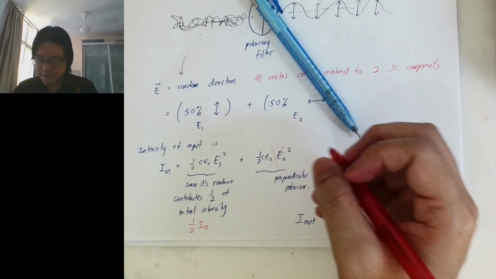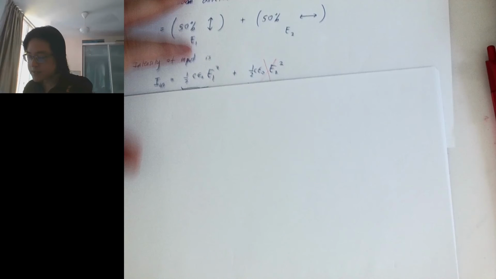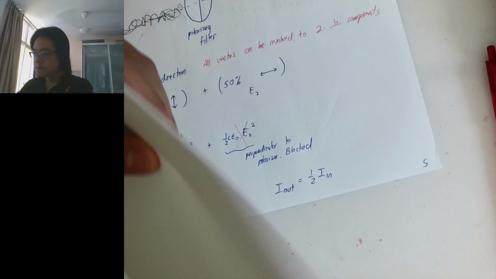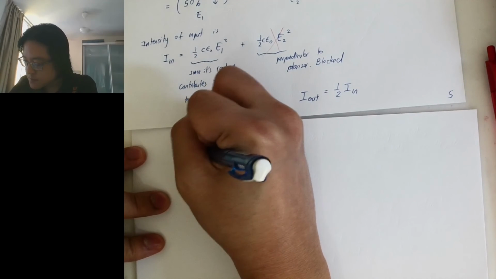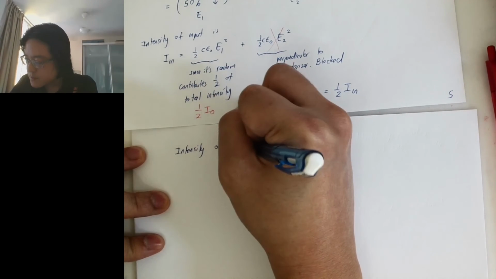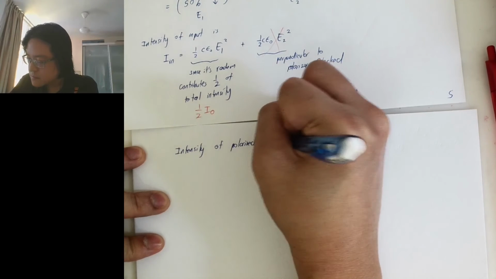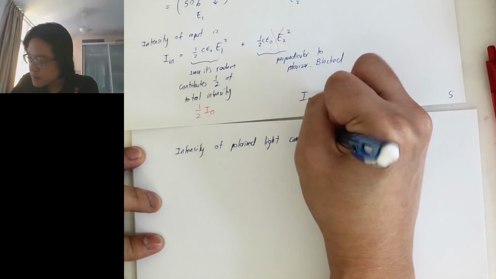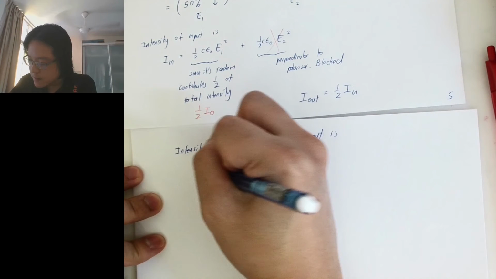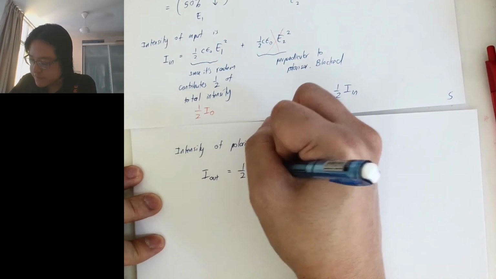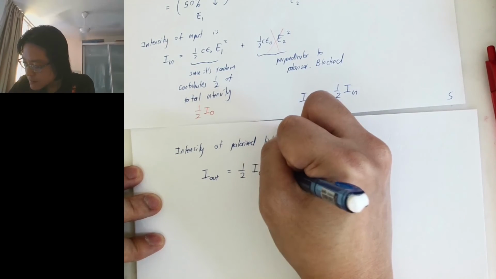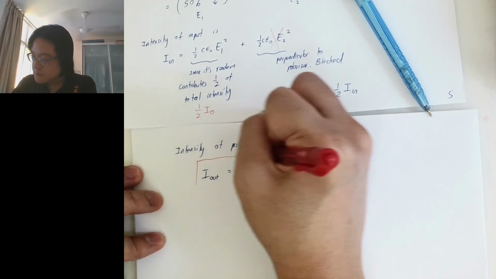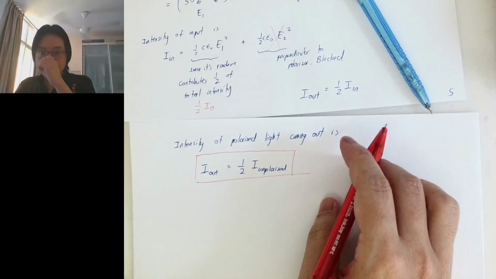Okay, so this is for, I should write it more separately. The intensity of polarized light coming out. So the intensity of polarized light coming out is half of the input, which is the unpolarized light. Okay, so it's half.